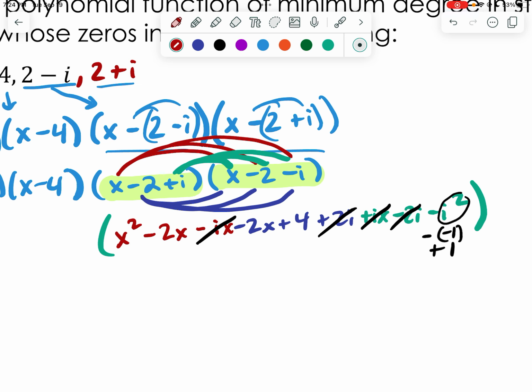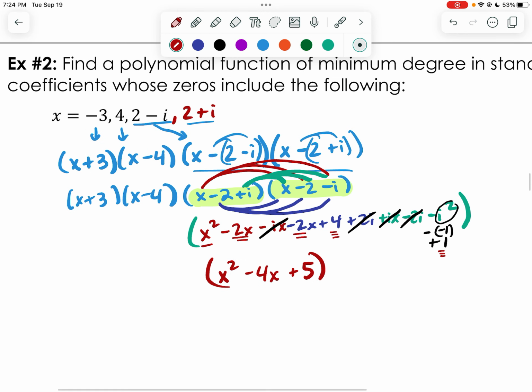So then look for any like terms. I do have an x squared. There's a minus 2x and another minus 2x, so that would be minus 4x. And then there's a 4 and the plus 1, so that would be plus 5. Okay, so that's all from those last two factors.